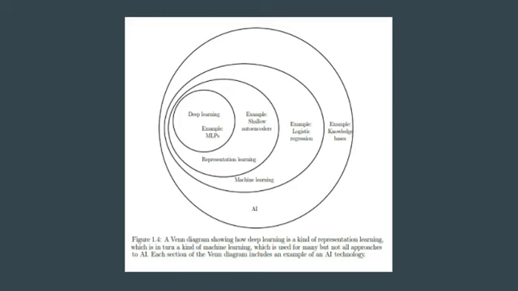In this picture, you can see the top tech buzzwords like deep learning, machine learning, and artificial intelligence clubbed into a single picture. It says that deep learning is a subset of machine learning, which in turn is a subset of artificial intelligence. So all of these are interrelated with each other.